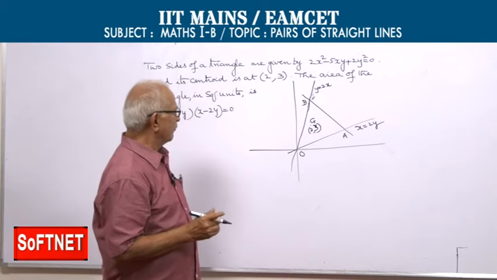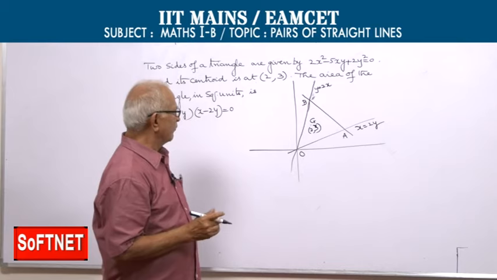Now, look at this question asked in the 1997 EMCET paper. What is the difference of the slopes represented by this homogeneous equation of second degree in x and y? That means m1 and m2 are the slopes of the lines given by this equation. What is mod m1 minus m2? First of all, let us find m1 minus m2 whole square, because the square root of this is mod m1 minus m2, which is the difference of the slopes m1 and m2.